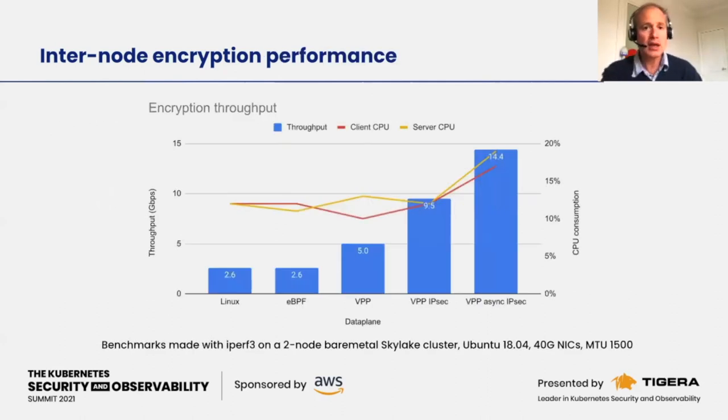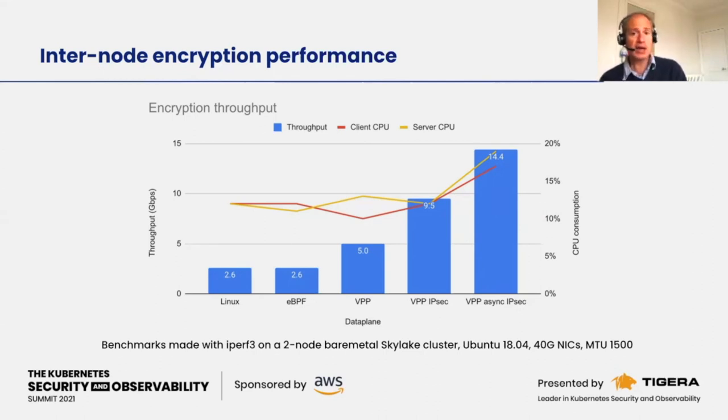And as you can see here with some tests we did, if you go with regular Linux or regular eBPF with WireGuard on our Skylake server, you're going to reach like 2.6 gigabit per second with 1500-byte packets. Doing the same with VPP, you will reach 5 gigabit per second. And that's a bit old because we recently updated the WireGuard stack in VPP, and now that should probably be in the range of 6-7 gigabit per second. But then if you go with IPsec, you're going to be at like 9 to 10 gigabit per second. And if you go with async and really want to support fat flows, you're going to be able to go up to 15 gigabit per second.